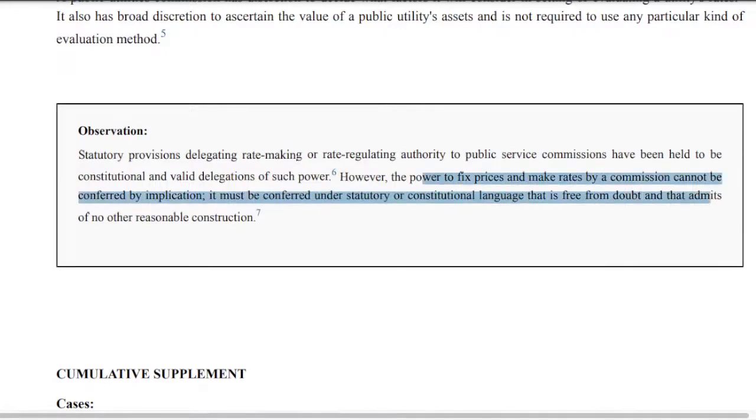So see, the power fixed by commission cannot be conferred. So statutory provisions. You've got to look at your state and see the statutory provisions delegating rate making or rate regulating authority. Because that's going to tell what the Service Commission can do, right, to fix rates and prices. Can't be done just by implication. Must be conferred under statutory or constitutional language. So that has to be in whatever they're claiming.